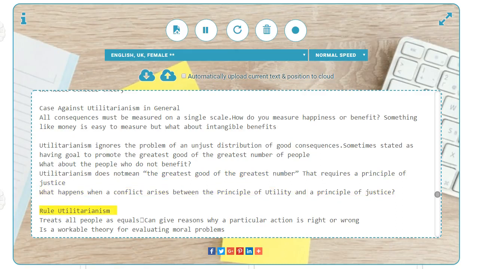Rule utilitarianism treats all people as equals and can give reasons why a particular action is right or wrong. It is a workable theory for evaluating moral problems.